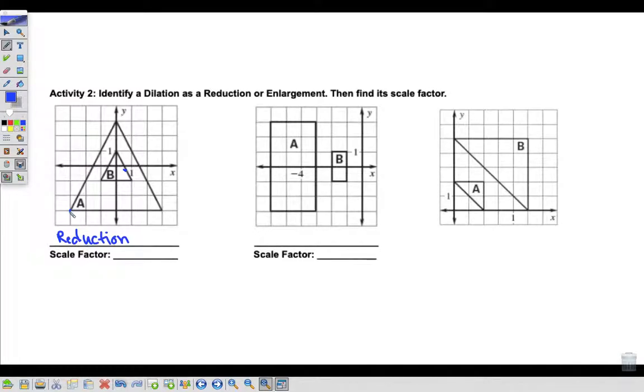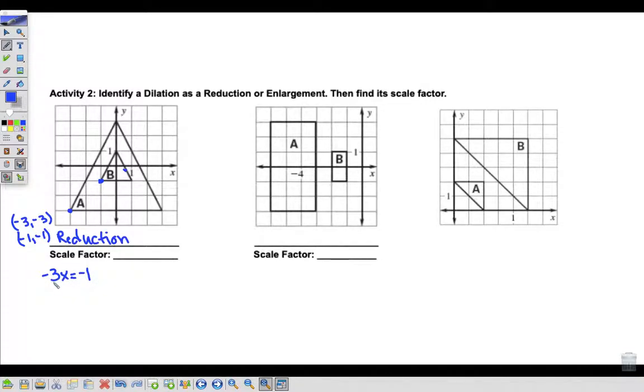So I can look at ordered pairs if I want. So say I'm dealing with these two corners. This first ordered pair started out at -3, -3. And then for this ordered pair on B, that would be -1, -1. And really I could pick any corresponding vertices on these shapes if I wanted to. So the way I like to think about it is, okay, I started with -3. I multiplied it by some value, which would be the scale factor, and then I got -1. So how could I figure out what that value would be?